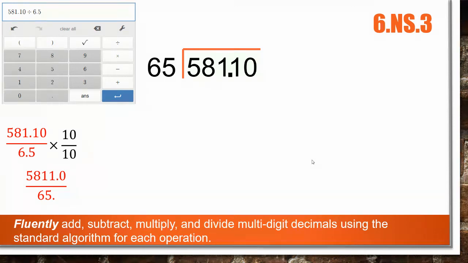All right, so let's look at that. I'm going to move that decimal so that it's 65. Now I'm going to leave it there. You don't have to, but I'm going to leave it there just for demonstration purposes. And I have to do exactly the same thing here. I'm going to place the decimal of my quotient in the same place as my dividend. And now we're ready to rock and roll. Again, this is like 6.NS.2.